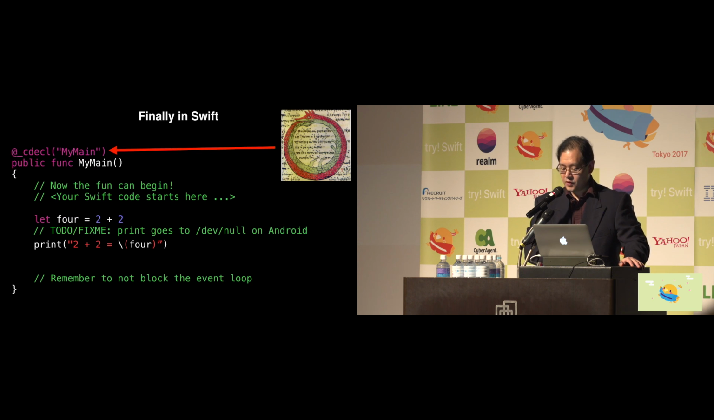So finally, we're in Swift, and here's my Swift function. So how does this work? The trick is the @_cdecl parameter. This tells the Swift compiler to make the function use C calling conventions so it can be called like any other C function. Also notice we declare the function as public. This makes sure the symbol is accessible to be called across the dynamic library boundary.